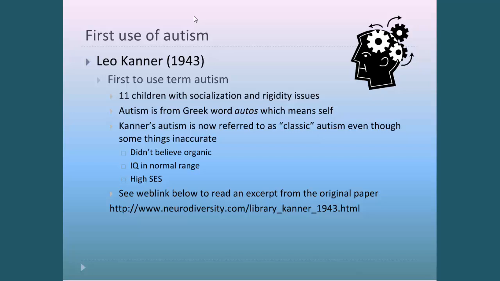He also said that their IQ was in the normal range, and while some children do have IQ in the normal range and are on the autism spectrum, not all do. Kanner also believed that these children were associated with high socioeconomic status, and so he believed that these children were born into rich families, and we now know that that's also not true, that autism doesn't discriminate, certainly by the amount of money that you have.